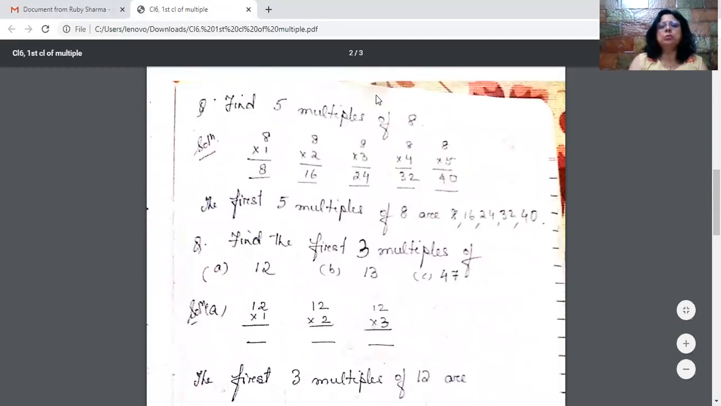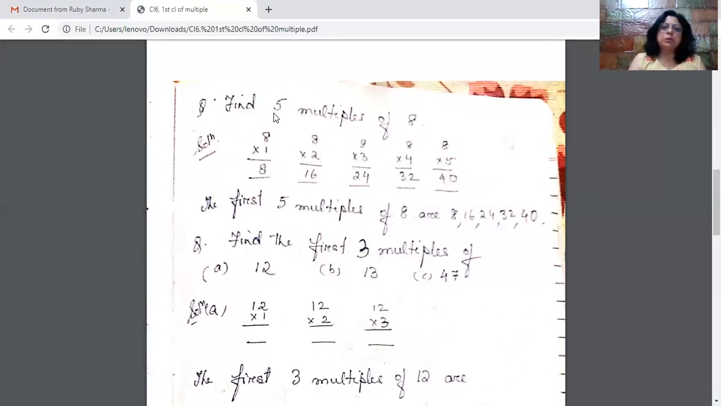Now how do you find the multiples of a number? If they say find the first 5 multiples of 8, then how do you find it? 8 into 1 is 8, that is the first multiple. This is the second multiple, you multiply by 2. Then the third is 8 into 3. The fourth multiple will be multiplied by 4. And the fifth multiple will be multiplied by 5. And then you write your answer in this form: the first 5 multiples of 8 are these. Okay.